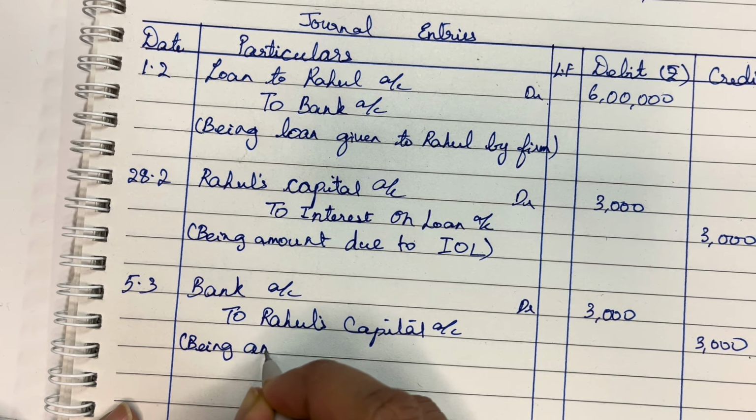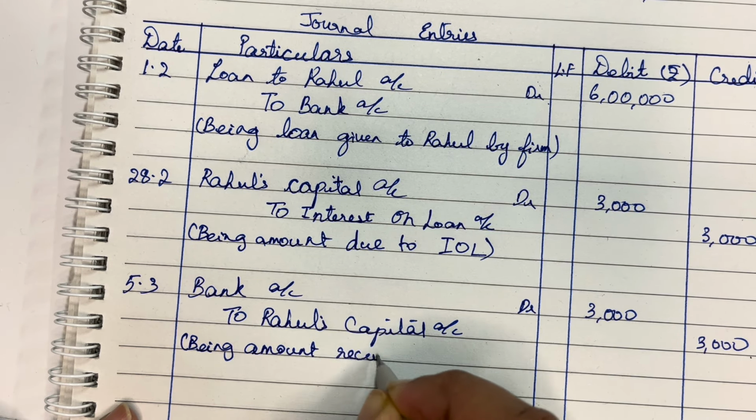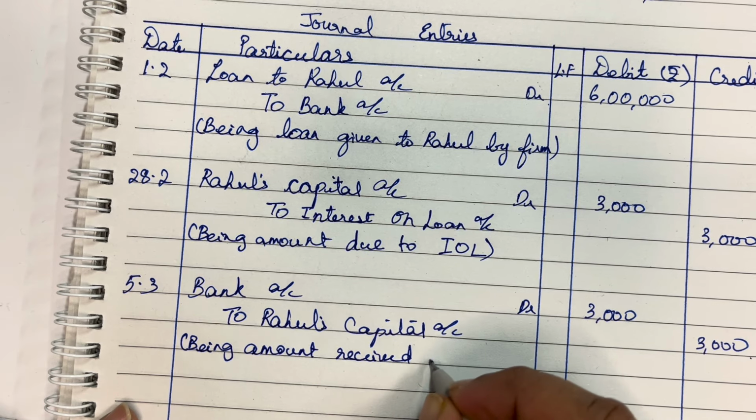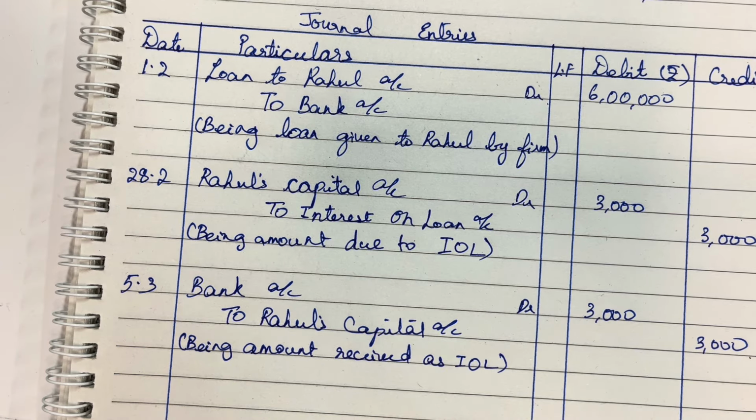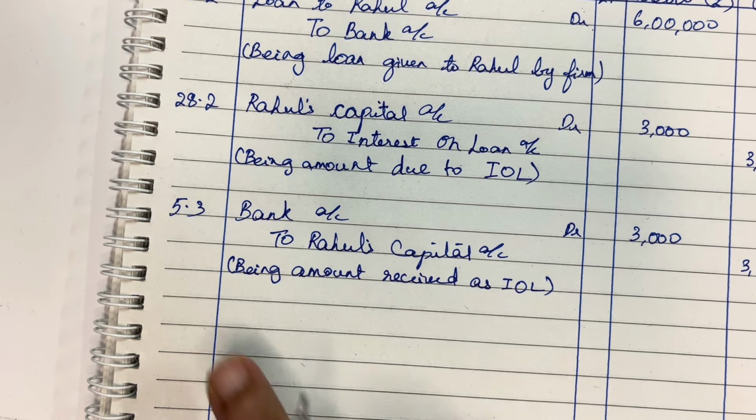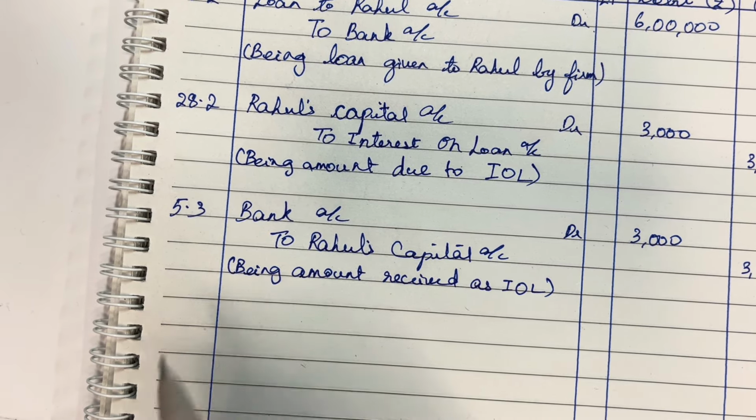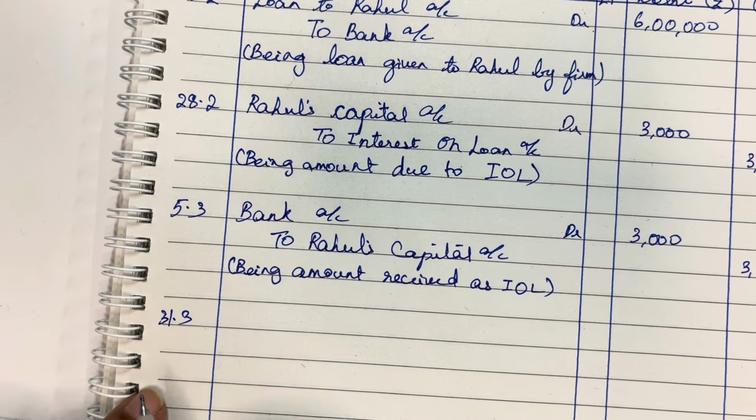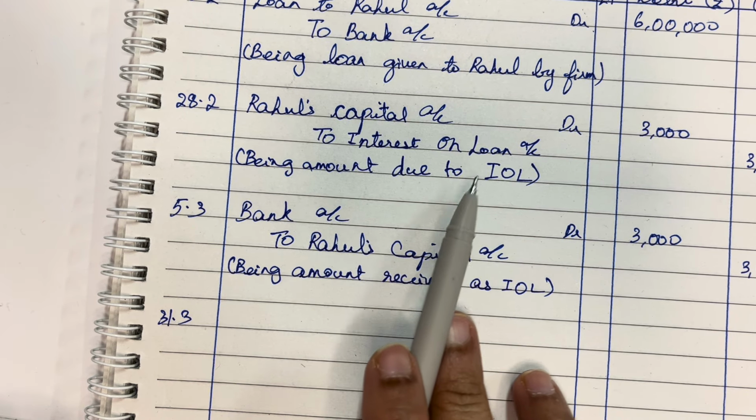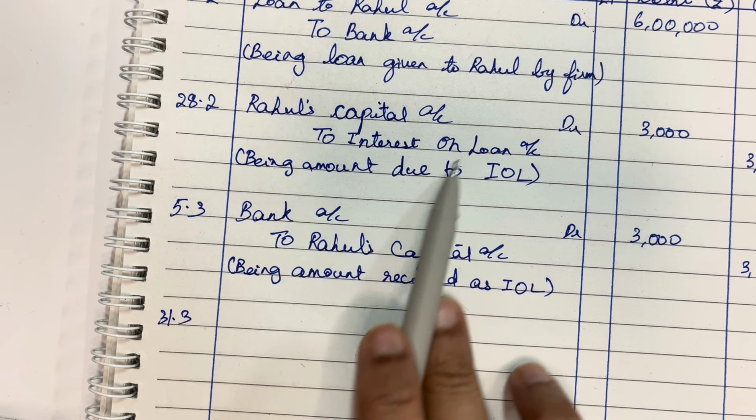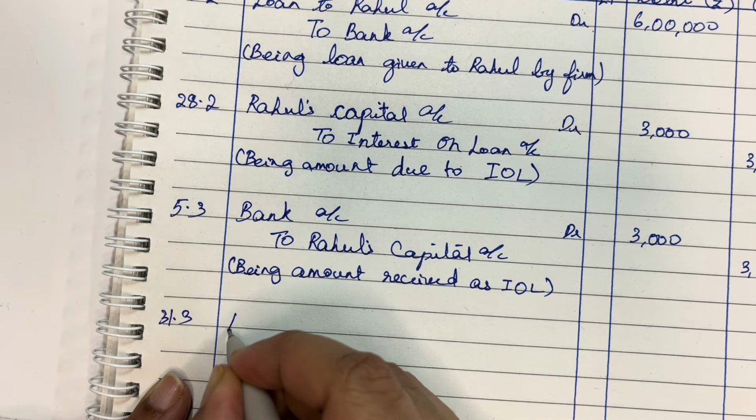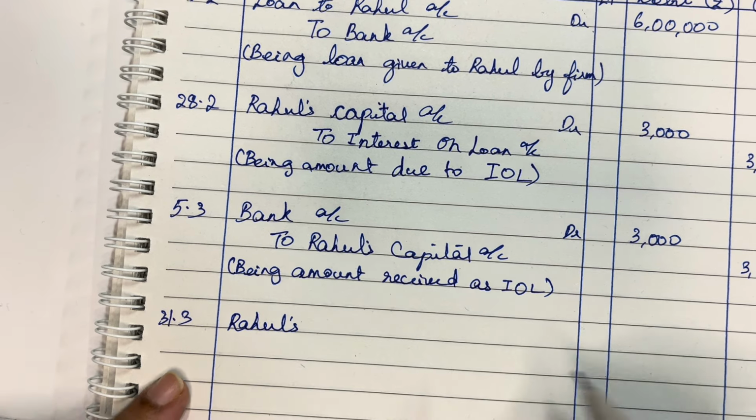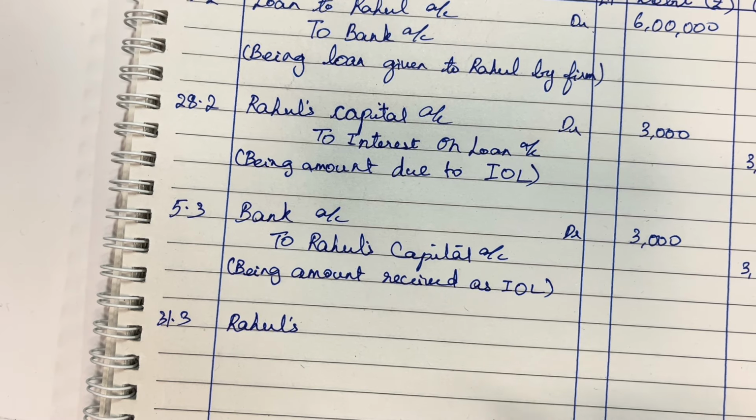Being amount received as interest on loan. Okay, now after this, our next entry would be for the amount which is due. Again, in the next financial year, for February it is over. Now for March, on 31st March, what happens? The interest on loan is due, right? So we'll again write the same journal entry for 31st March. Why? Because the amount is due, but Rahul is paying only on 5th of April.